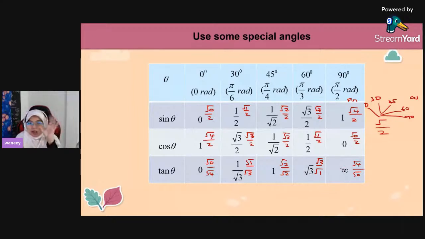You can draw the triangle, you can use your fingers, or you can memorize. If you have sine, then the value keeps increasing. The value for the cos keeps decreasing. And then for the tangent, you simply need to divide the sine over cos. So there are 3 ways how to memorize the special angle. So you've got 3 ways, I'm sure there are more than that. Okay, are you guys okay with how to find the special angle?